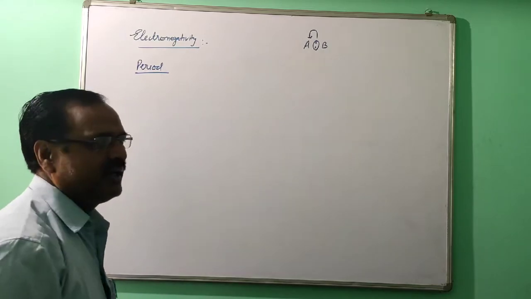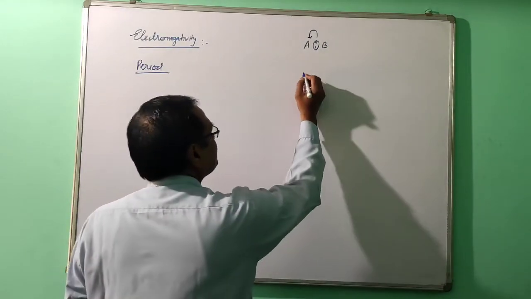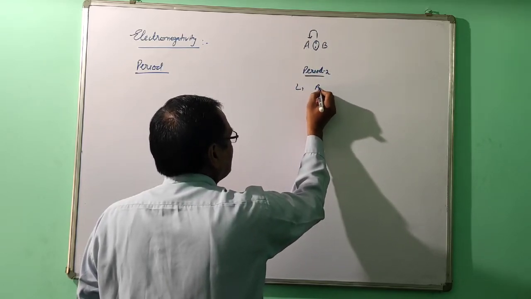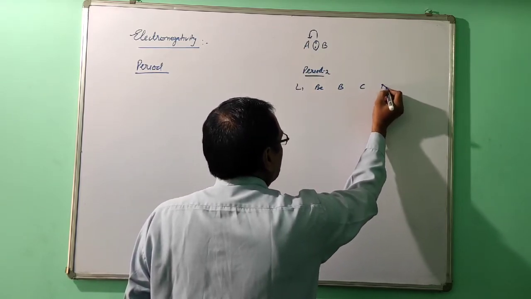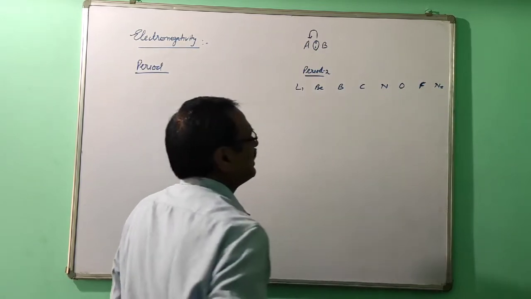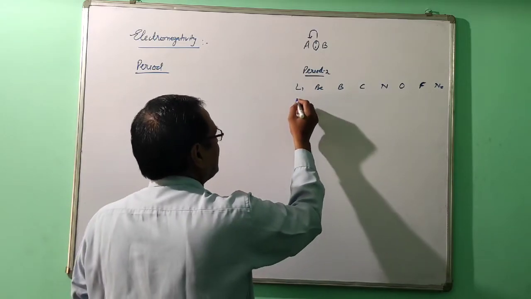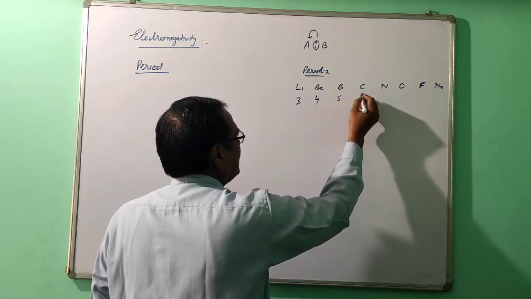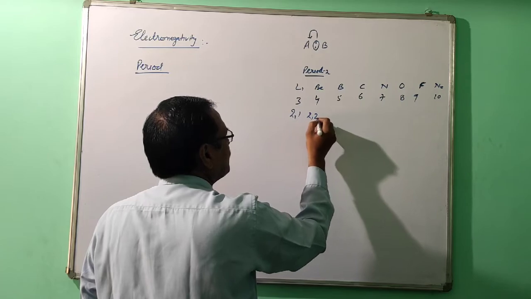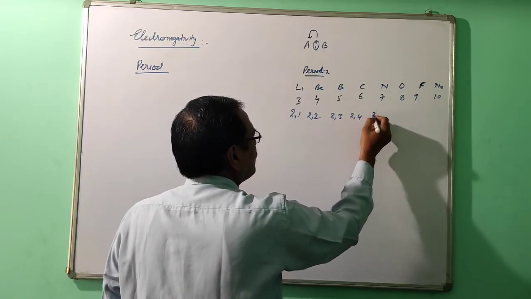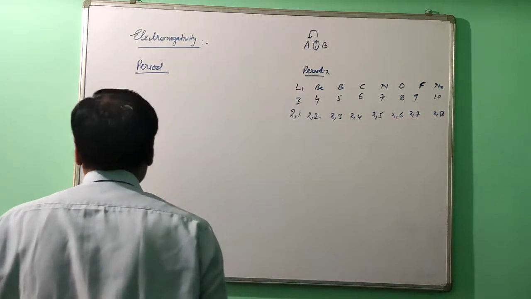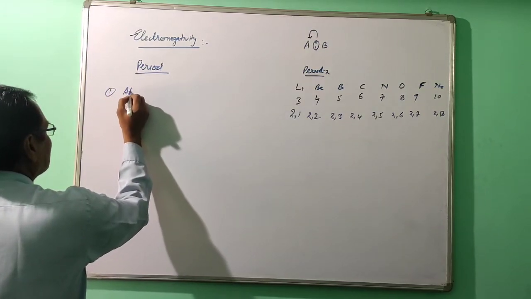So you are familiar. I will write the period 2 elements: lithium, beryllium, boron, carbon, nitrogen, oxygen, fluorine, neon. Then the atomic number of lithium is 3, beryllium is 4, 5, 6, 7, 8, 9, 10. And the electronic configurations are 2,1; 2,2; 2,3; 2,4; 2,5; 2,6; 2,7; 2,8. So the first factor is atomic size.